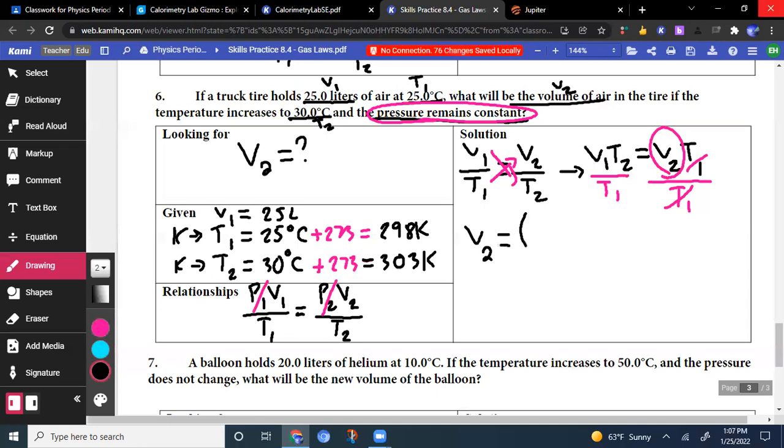And V2 is equal to V1, which is 25, not 25 degrees, 25 liters, times T2. T2 would be 303 Kelvin. And we're going to divide that by T1, which is 298 Kelvin. Take a second to put that in the calculator.